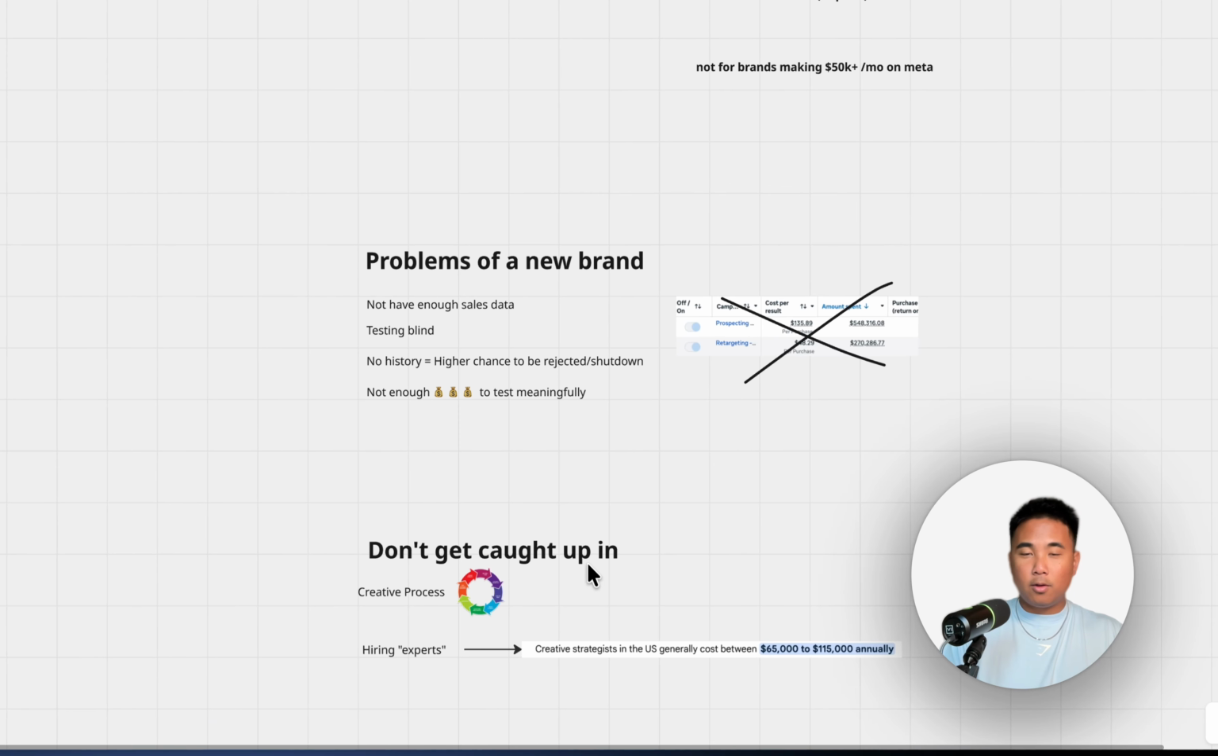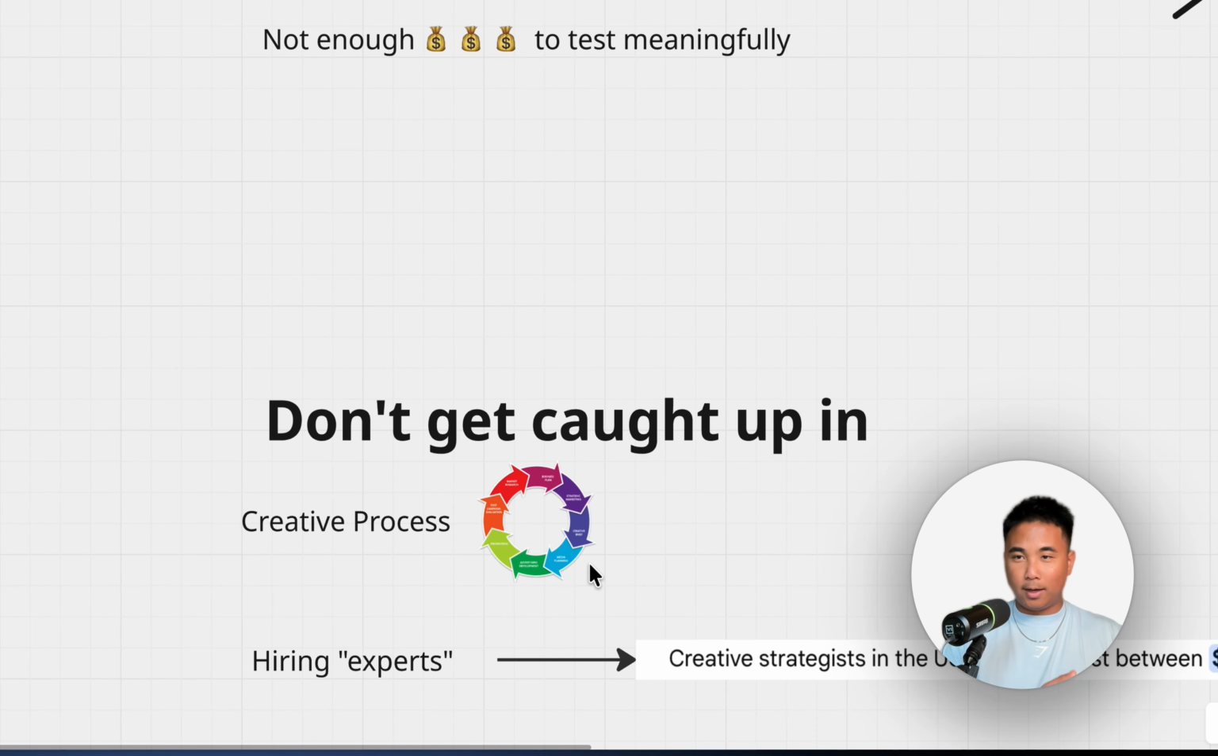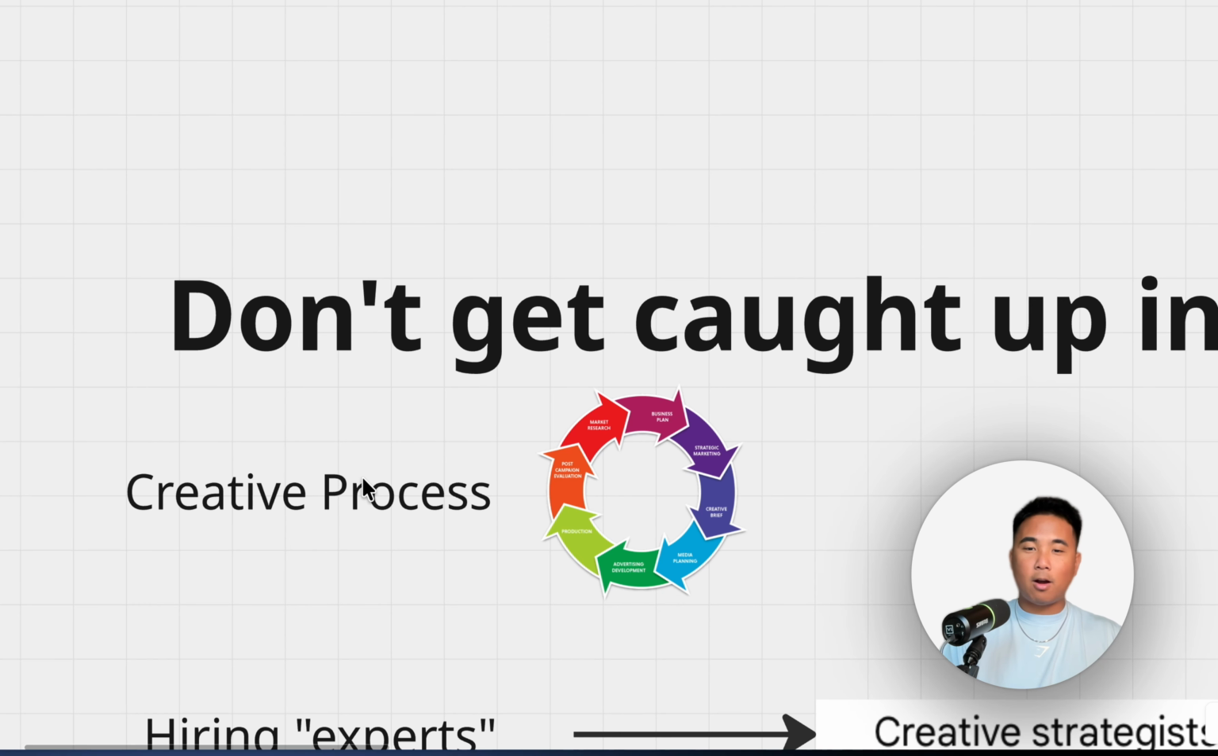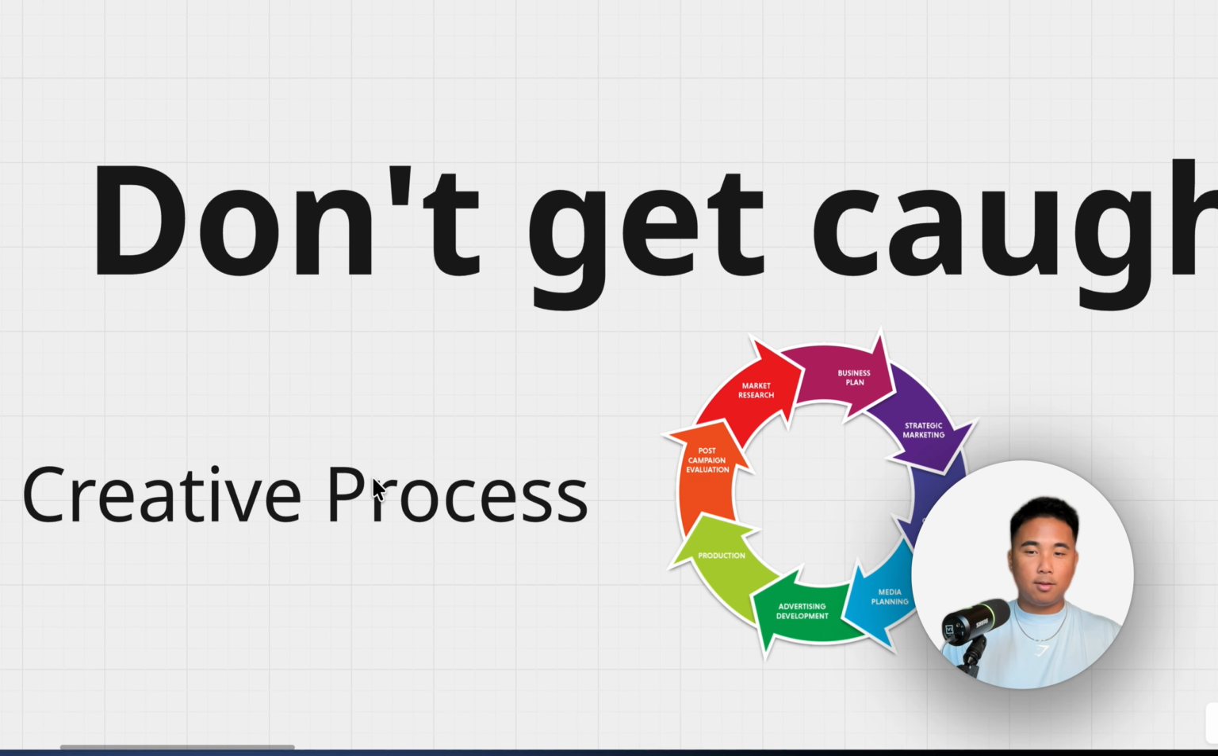So my first advice, before we get into the structures and all that: don't get caught up in the creative process. I know the creative process is doing the research, doing the avatar, doing perfect research before you start running the ads. What I would say is start making ads. I'll show you which ones to make later in the video, but start making the ads and just launch them and get the feedback as you're learning, as you're running the ads and spending money on the account.